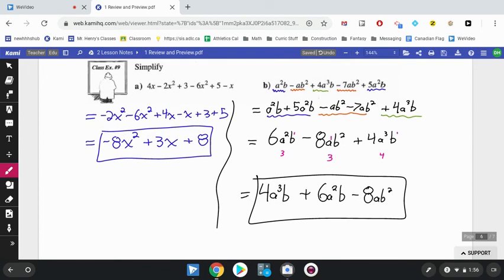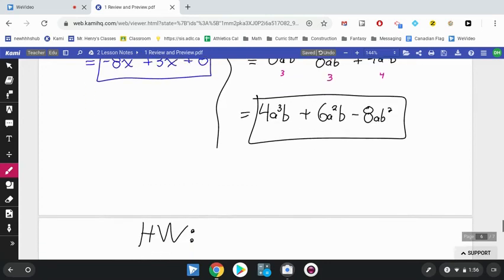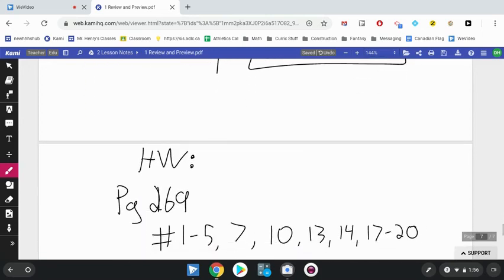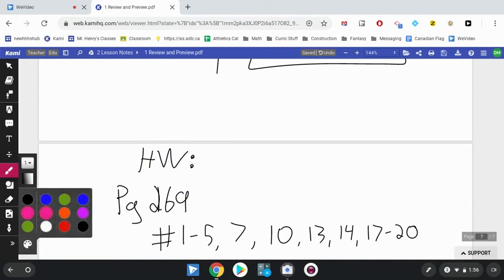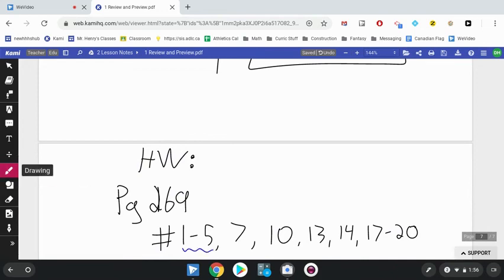So I'm going to set you up on your homework and let you get going on there. Page 269, which is what you started yesterday. 1 to 5 and 7. This part right here was yesterday's homework. So only the new stuff, 10, 13, 14, and 17 to 20. That's what you do for homework today. Again, the key is at the end of that page, the last assignment. You can see if you're getting the questions right.